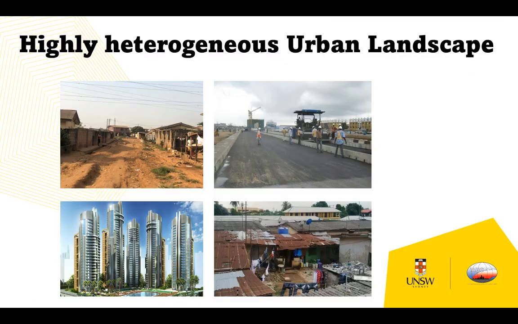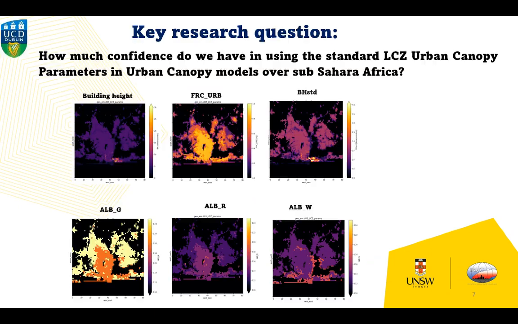The main problem is that we have a highly heterogeneous landscape in this part of the world, ranging from shacks, muram roads, untarred roads, asphalt roads, high-rise buildings, and then dense clusters of low-rise buildings with corrugated iron sheet roofs. So now we want to know how much confidence we can have in using the generic local climate zone scheme to drive urban canopy models.